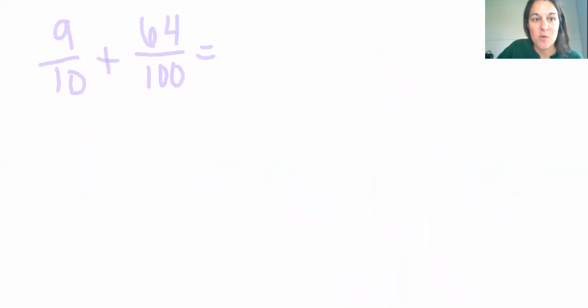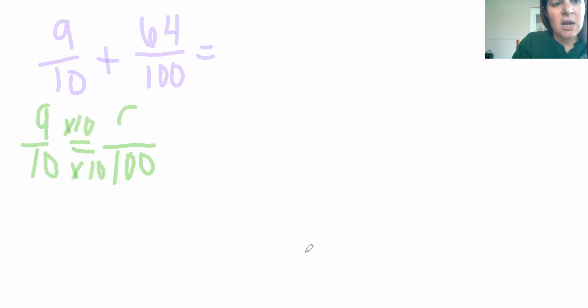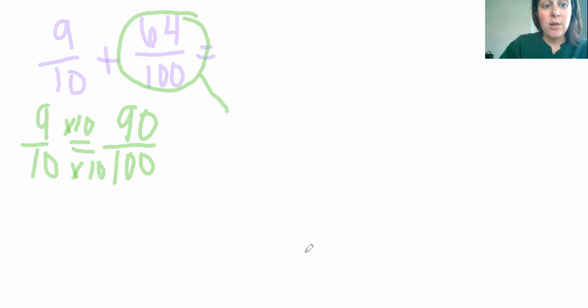Okay, let's take this one. So I have 9/10 and 64 hundredths. You know what I got to do to that 9/10, right? My 9/10, I need to turn it right into hundredths, timesing it by 10. So I have 90 hundredths, okay? So now I'm going to bring down my other problem and I'm going to add my hundredths together. So I have 90 and 64 hundredths, okay?